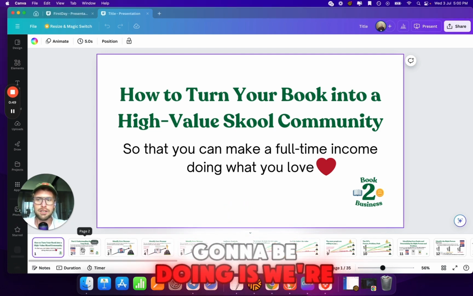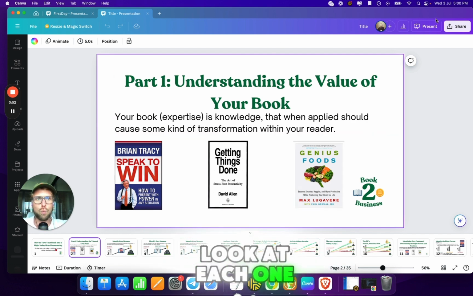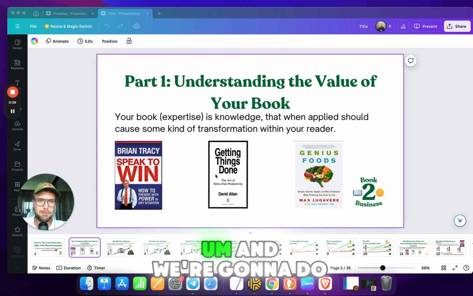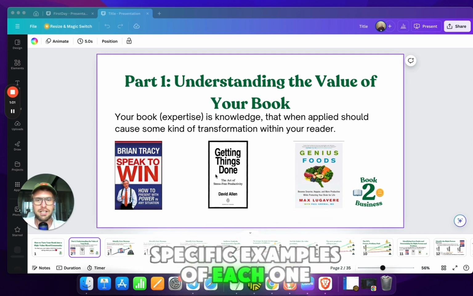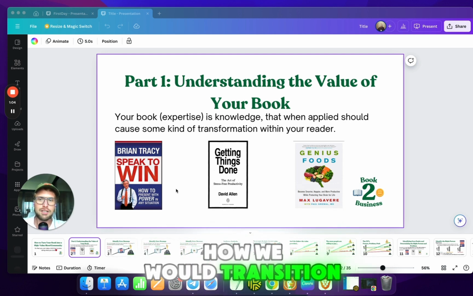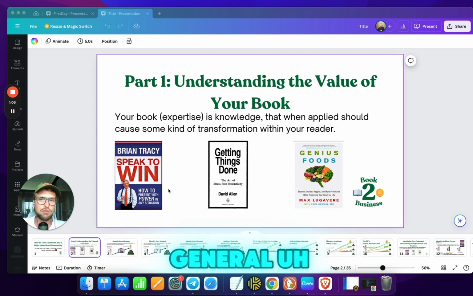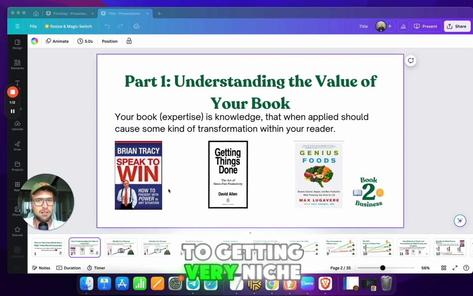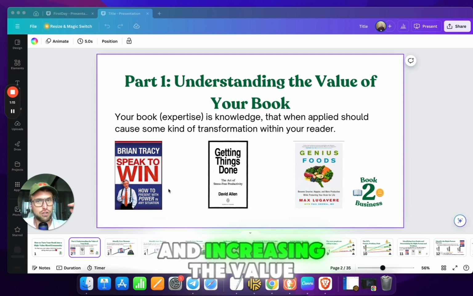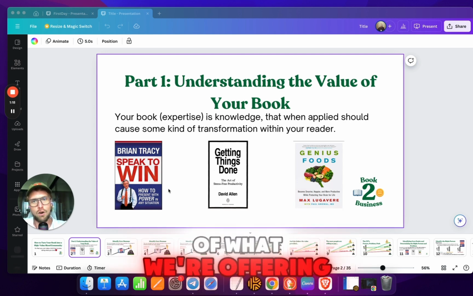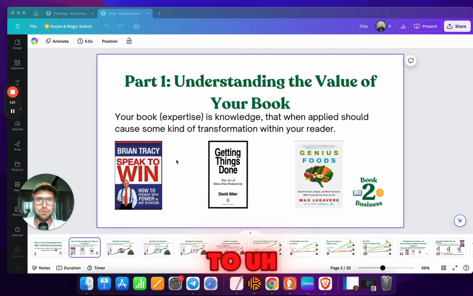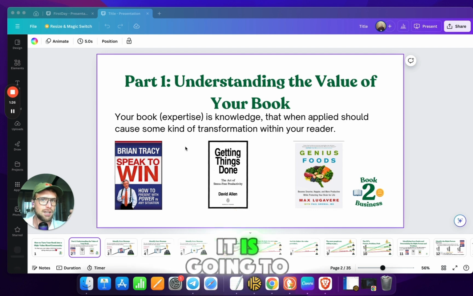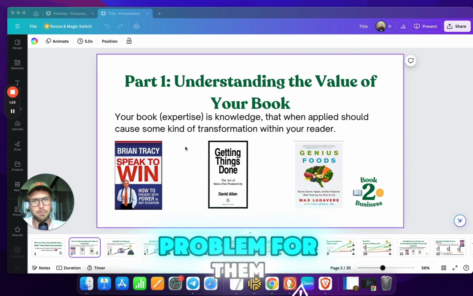And so what we're going to be doing is we're going to look at each one of these three books. Okay, I just went and randomly got these online, and we're going to do specific examples of each one of these and show how we would transition from kind of more general promises, more general outcomes that we're talking to getting very niche, very specific, and increasing the value of what we're offering by making it specific to a very targeted individual who we know it is going to solve a very valuable problem for them specifically.